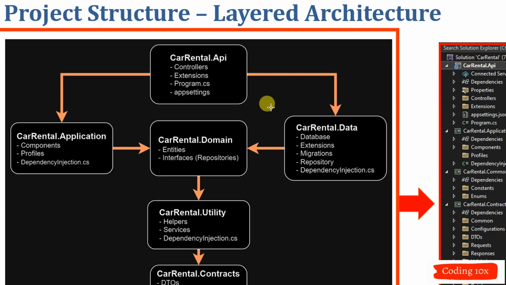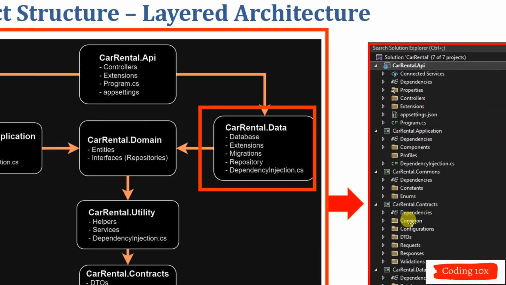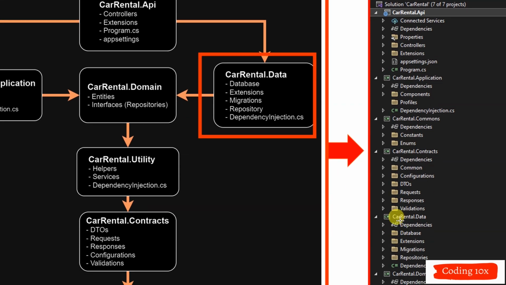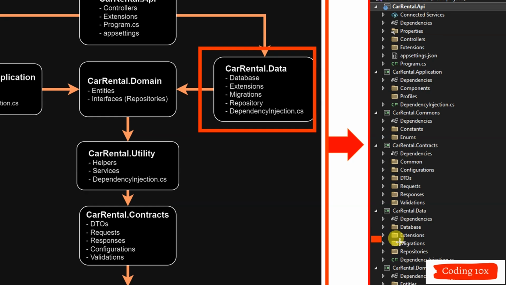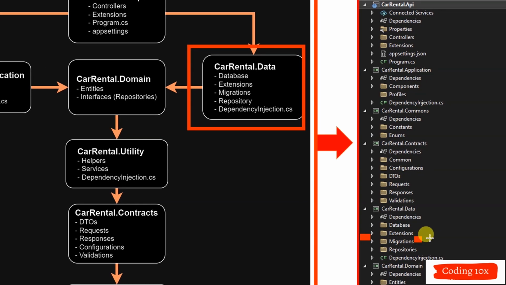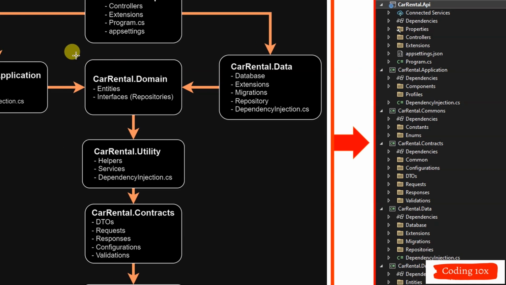On the other hand, we have the data layer that manages the interaction with the database. It includes DbContext, migrations, and repository implementations on how to handle data in the database. We need migrations because we are going to use the code-first approach, where you write the classes that represent your data in code, and then use Entity Framework to generate the database schema from them. This layer has a dependency on the domain layer.